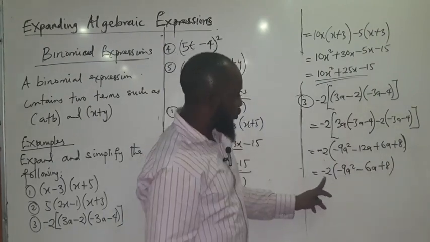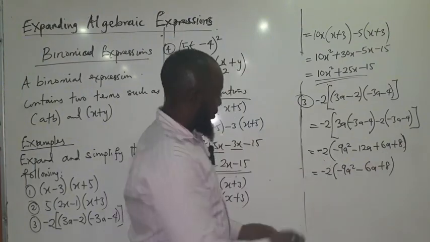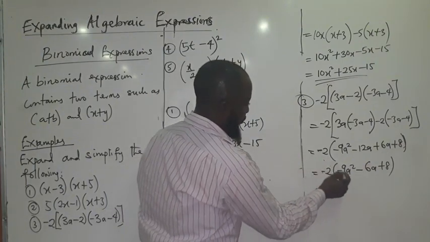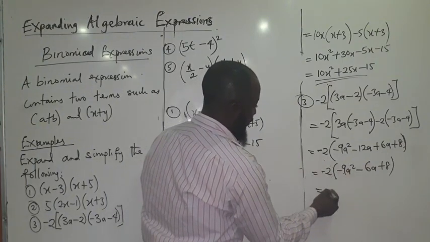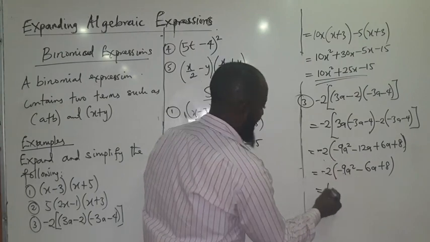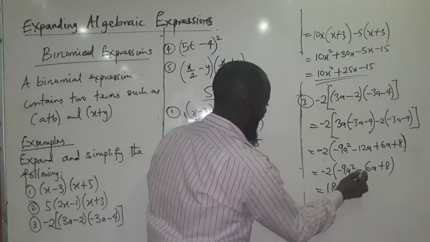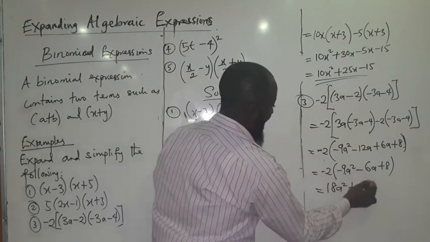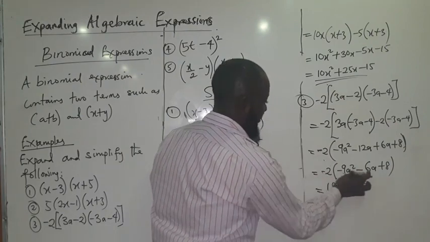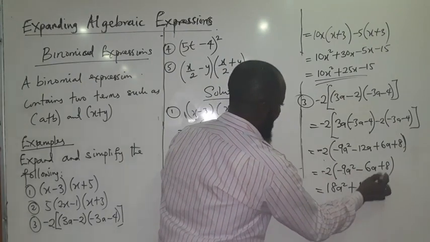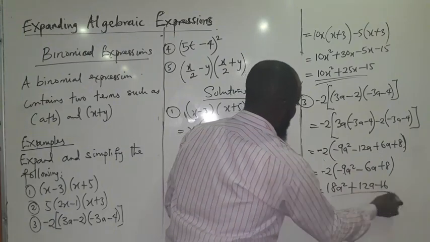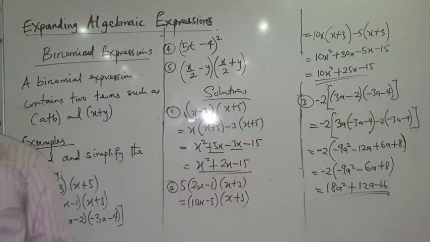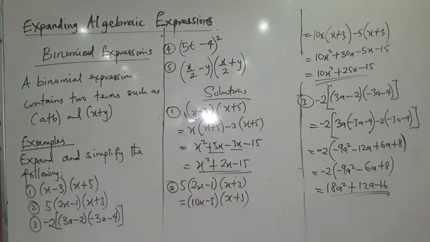So we just use minus 2 to multiply everything. So this will then give us minus 2 times minus 9a squared. This will become what? Minus times minus is plus. That becomes 18a squared, plus 2 times 6, that is 12. Minus times minus is plus 12a, then minus what? 16. This gives us our final answer. I hope this is very clear.